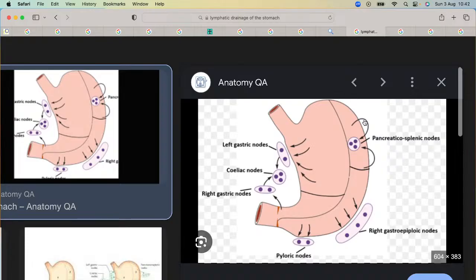Okay, so it's a very simple question to answer, 25 marks. You draw this diagram out, and then it's essentially 3 sentences to describe the lymphatic drainage for area number 1, 2, and 3.